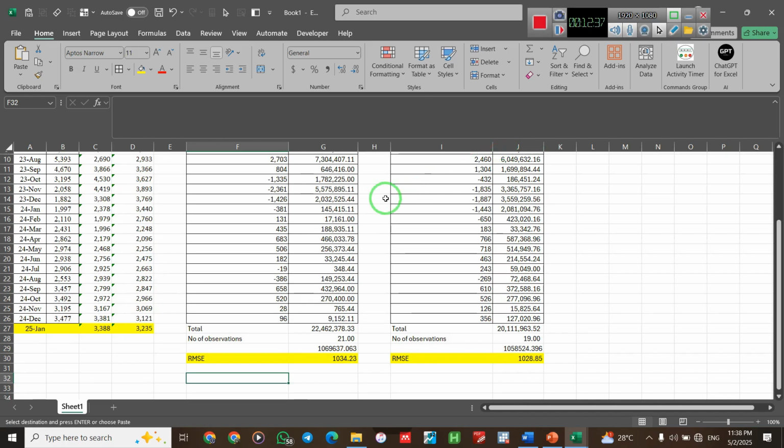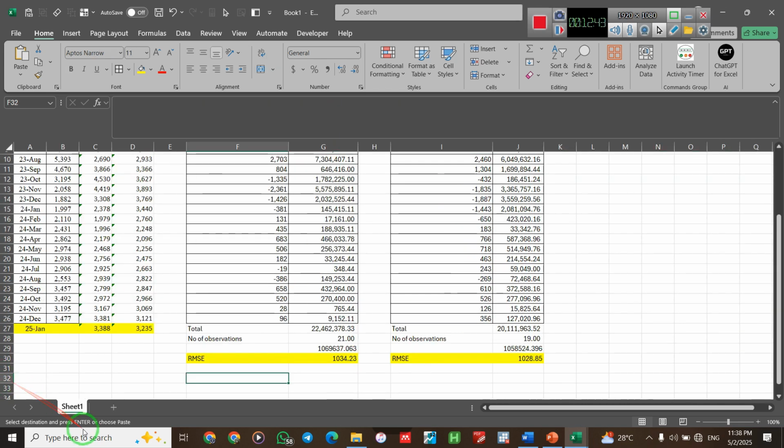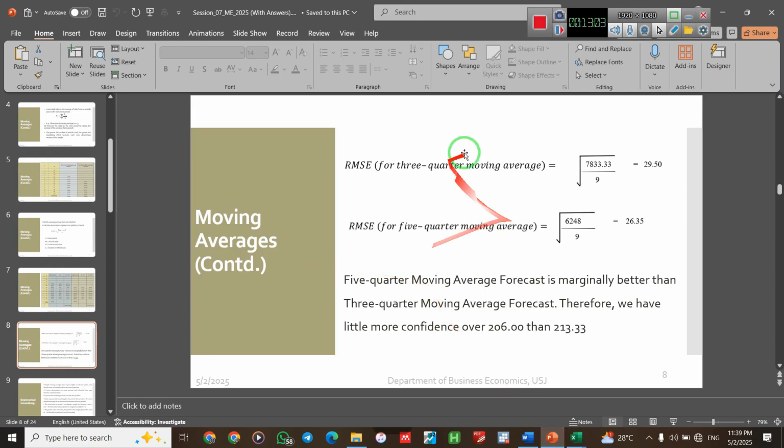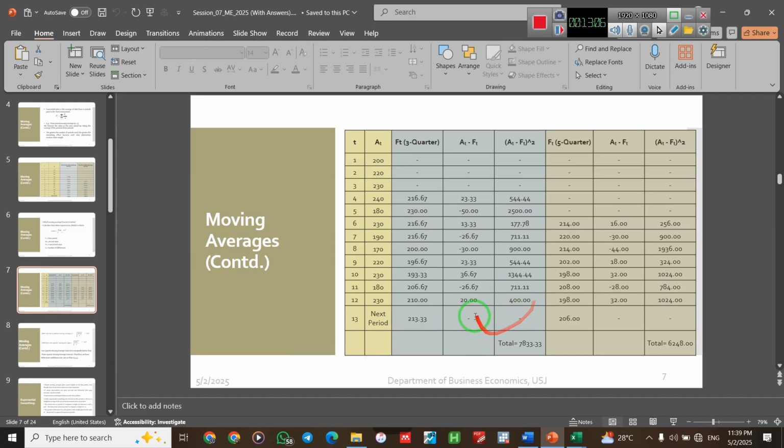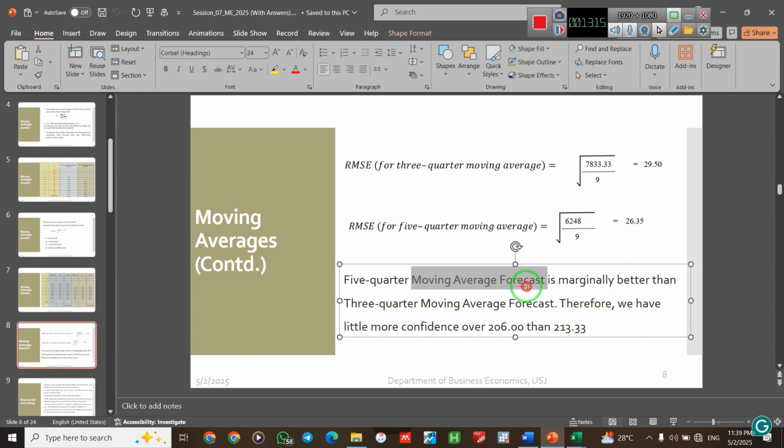Or in other words, you can say that the 5 quarter moving average is marginally better than the 3 quarter moving average. That means the 5 quarter moving average is marginally better than the forecasted value using the 3 quarter moving average. So if you go to your slide, you can see that there is an example you have to do, and you have calculated your RMSE value here and RMSE value here, and it says that the 5 quarter moving average forecast is marginally better than the 3 quarter moving average forecast.